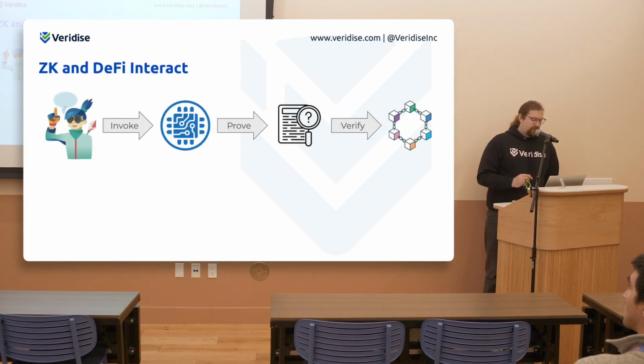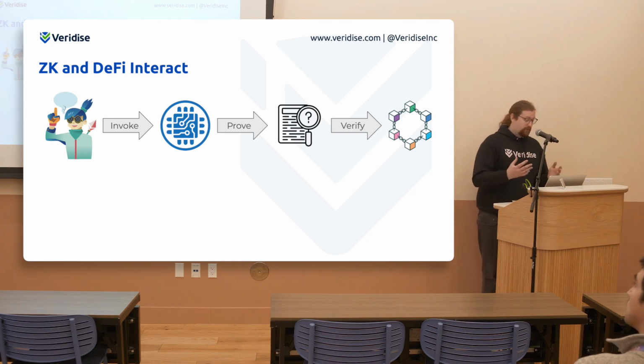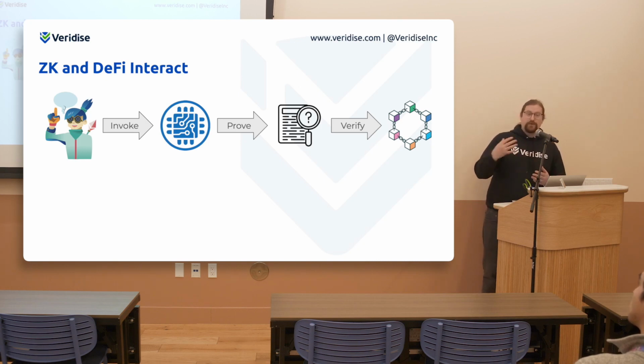So let's talk about how one makes these two technologies interact. And this is the model that Aleo takes. Essentially you've got a person. A person is going to invoke the circuit side of the Aleo contract, and then they're going to get a proof. Then they're going to take that proof and check it into the Aleo blockchain, where it's verified and added to the blockchain.